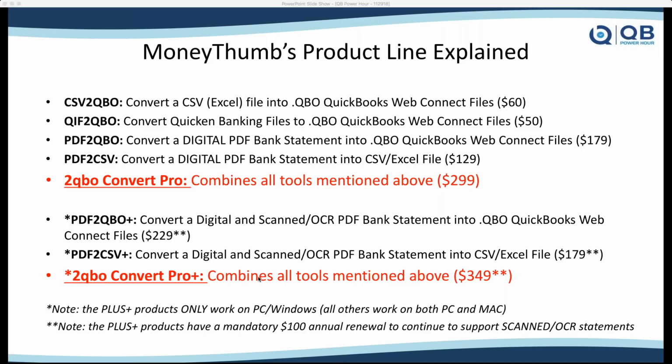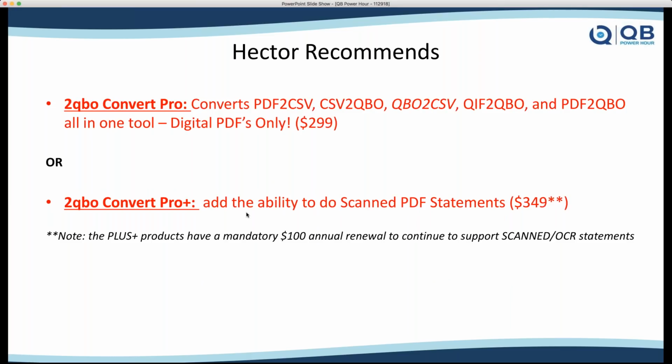Okay, so that's basically going to be your two choices: either spend $300 or $350, and the $350 one, in addition, is $100 a year. I want to make sure those two things are clear. Those are basically the two options you have, and you have to choose between those two. As an accounting professional, those are the ones I recommend. And again, those are still a one-time purchase and install onto your computer.